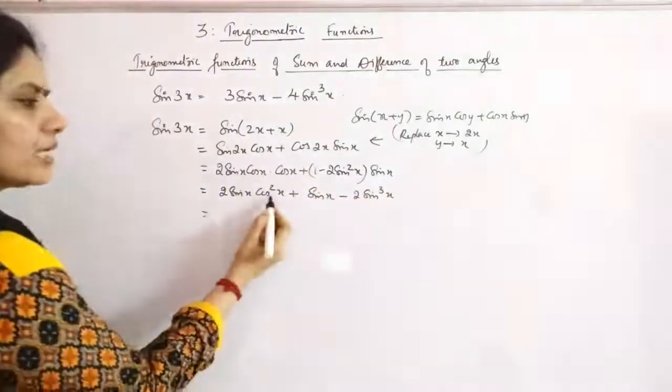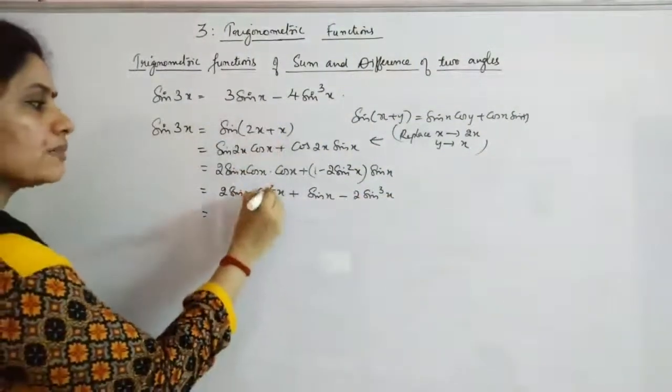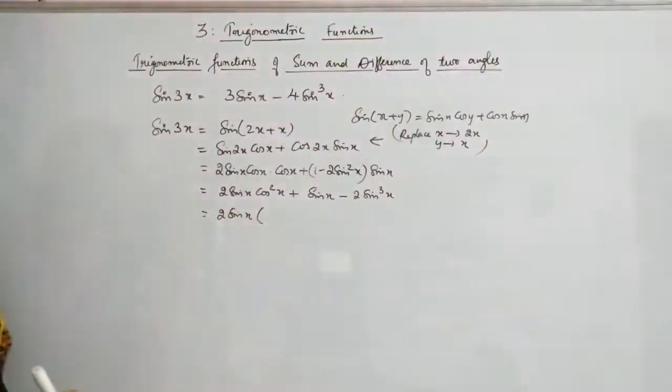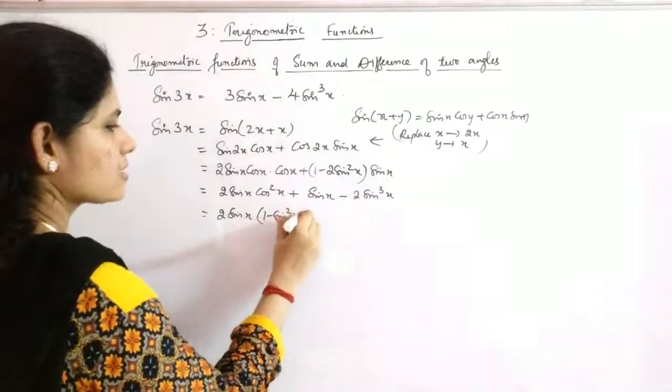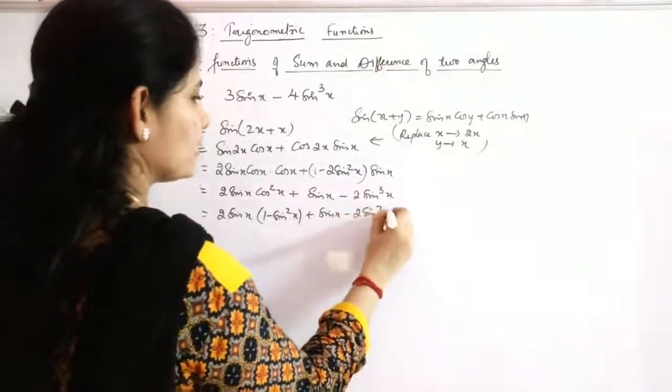Now again you have one more cos which you should not have in the answer. So again you are replacing cos square x in terms of sine. What is cos square x? 1 minus sine square x. So 2 sine x into 1 minus sine square x, plus sine x minus 2 sine cube x.